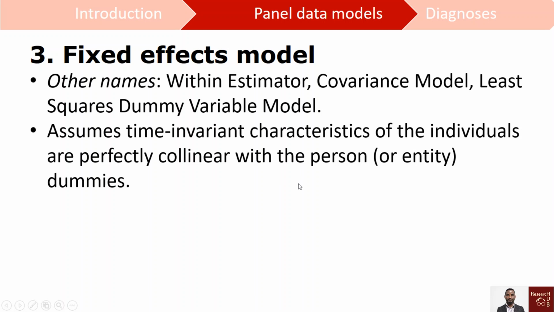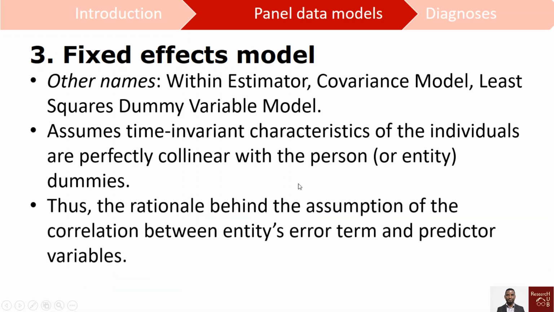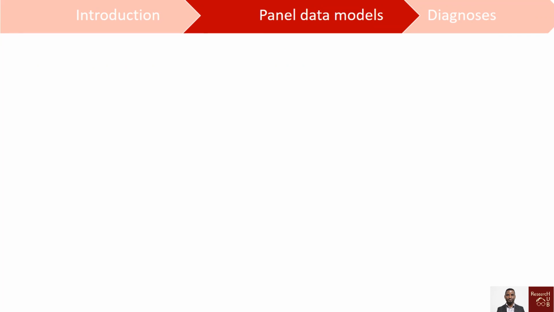Alright? So the rationale is that we have the correlation between the error term that is specific, the error term, the UI that we have been looking into, which is correlated with the explanatory variable. That is the main assumption about the fixed effects. So the UI is correlated with the error term.